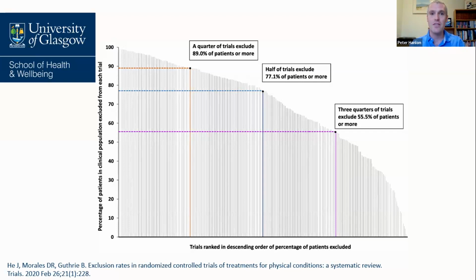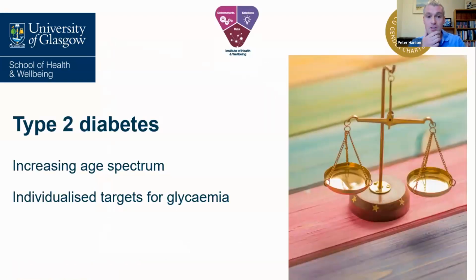And therefore the standard aggregate reporting of trials can be difficult to apply to specific patient groups such as MLTC. For type 2 diabetes, we know there's a lot of heterogeneity within the population of people that have type 2 diabetes. So there's an increasing age spectrum.